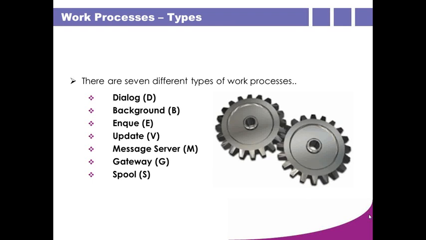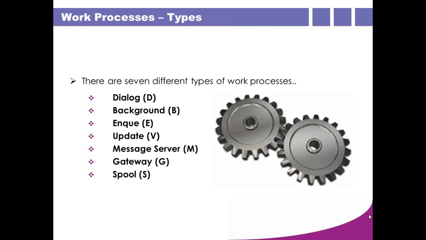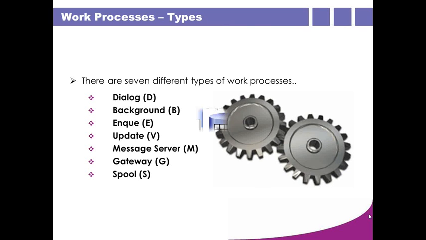Dialog process is represented by the first letter D, background by B, enqueue by E, and update not by U but by V. This is the only difference. Update work process is represented by V. Message server is M, gateway is Z, spool is S. These are the 7 types of work process. What are these 7 types? We will see in the next slide.